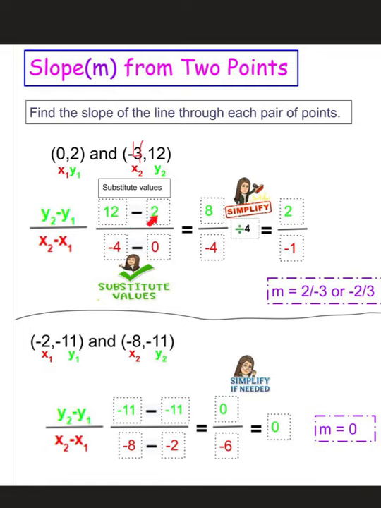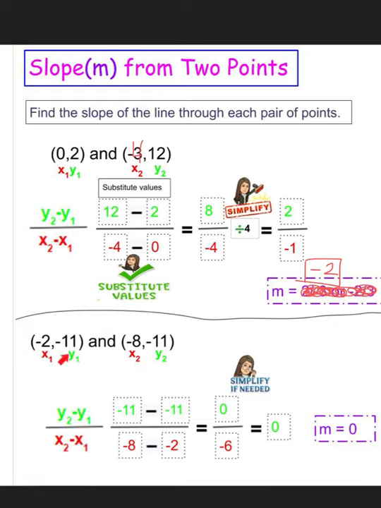Okay, subtract: 12 minus 2 is 8. -4 minus 0 is -4. This time I can simplify, so I can divide out a 4 from both. So 8 divided by 4 is 2. -4 divided by 4 is -1. This is now completely simplified, so I'm done. And then I just write m equals my answer. Sorry about that. Must have been losing my mind, but the answer was 2 over -1, so your slope should be -2. That will be adjusted on your notes page, but there's the video.